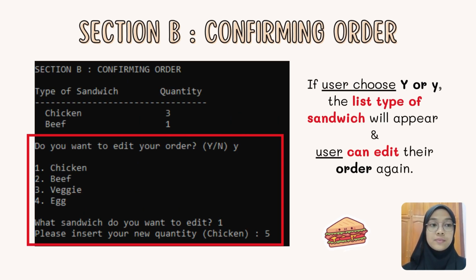Alright, so if the user chooses Y, the list of sandwich types will appear. The list is 1 chicken, 2 beef, 3 veggie and 4 egg. And the user can edit their order again. So the system will ask, what sandwich do you want to edit? The user just inputs the sandwich that they want to edit. And then the system will also ask, please insert your new quantity.